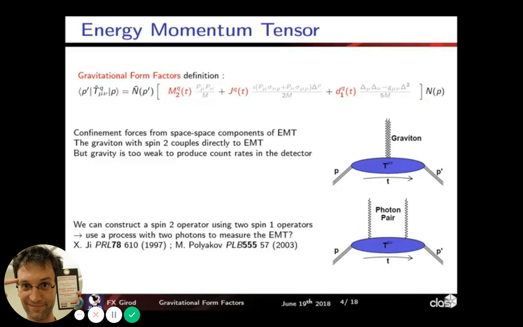So the gravitational form factors are related to the energy-momentum tensor here. Of course, the object that naturally couples to the energy-momentum tensor is the graviton, but gravity is too weak to produce any sort of count rates in our detectors. So again, a graviton can be thought of as a pair of vector bosons. And that's the idea behind Xiangdong Ji and Maxim Polyakov's publication, to use a process with two photons to measure the energy-momentum tensor.